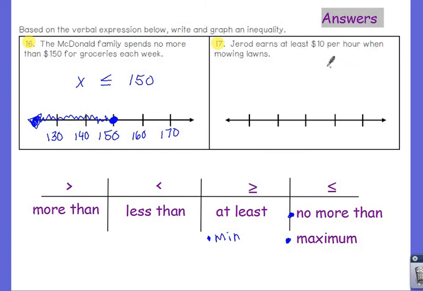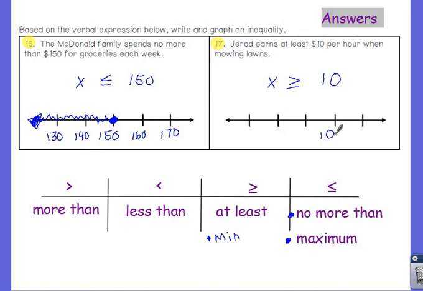Okay, 17 said Jared earned at least $10 an hour when mowing lawns. Okay, can Jared earn $11? Yes. Can Jared earn $10? Yes. Can Jared earn $9? No. Okay, at least falls under this symbol. Where do you want to put the 10? Somewhere crazy? Yes. All right, how about here? I will put it through. Oh my God, what a rebel.